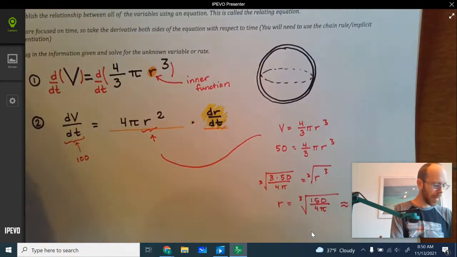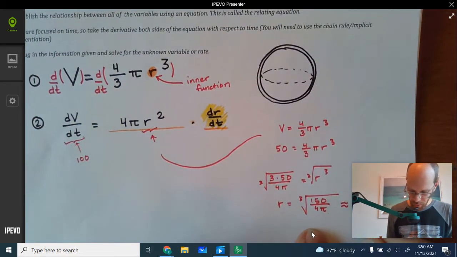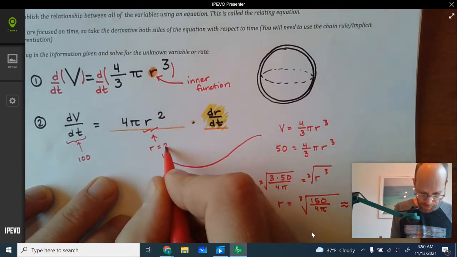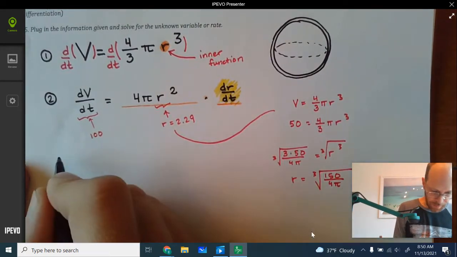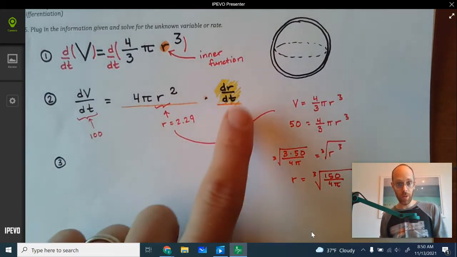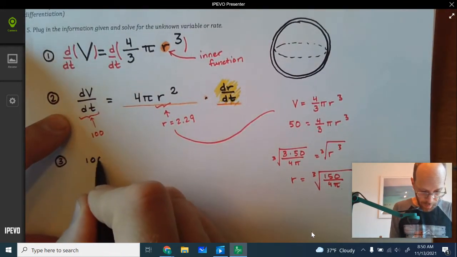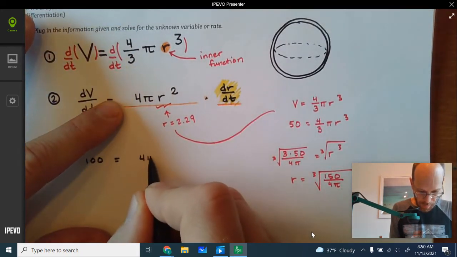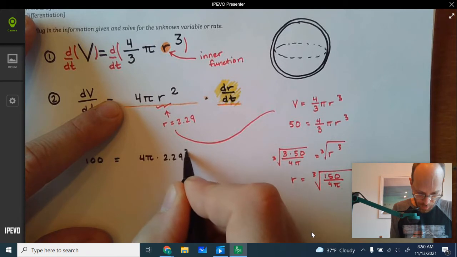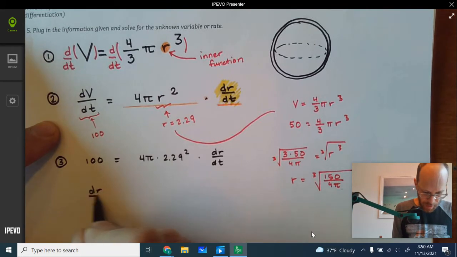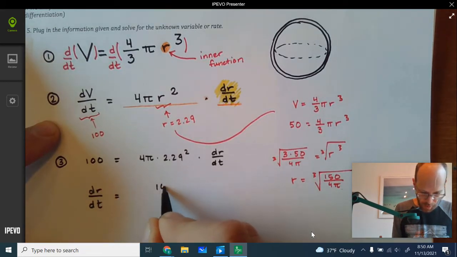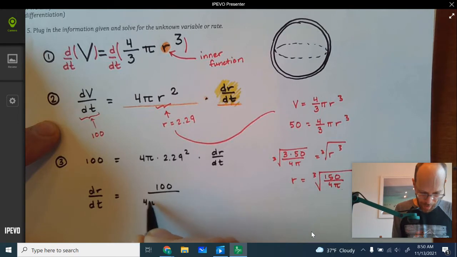which if you chuck that into your calculator, you're going to get a number. I just happen to have that number right here. It is 2.29 inches. So that's what goes here. So let's see. Our final answer, our last step, is to now solve for the thing we're looking for. 100 is equal to 4 pi times 2.29 squared times dr dt. So dr dt is equal to 100 over 4 pi times 2.29 squared.